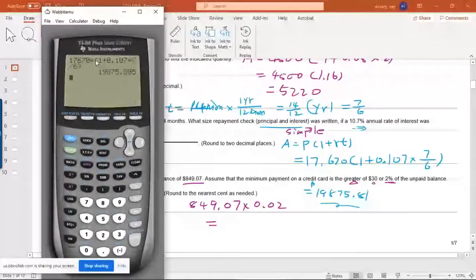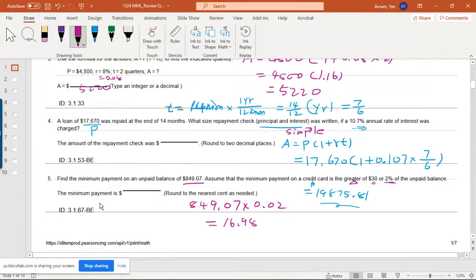So basically, you just have to understand what the question asks. All right, so this is only 16.98. Okay, so what's the minimum payment? The greater one of these two numbers, so that is $30, right? Because this one is less than $30, so you have to pay the bigger amount of these two. All right.